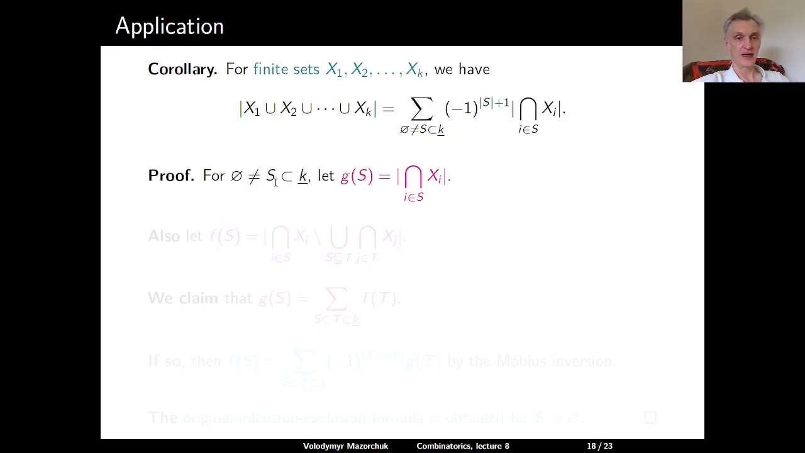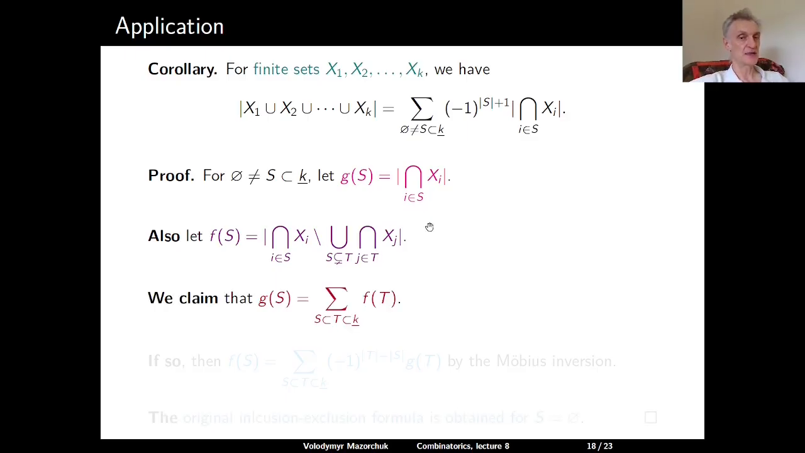Proof. If we take a non-empty subset S in k underlined, we can define G of S to be the cardinality of the intersection of all xi's where i goes through S. And we define F of S as the cardinality of the same intersection minus the union over all oversets T of S, which are different from S, of the intersections of xj's where j is in T. So we claim that G of S is equal to the sum over all T between S and k underlined of F of T. We will prove this claim later.